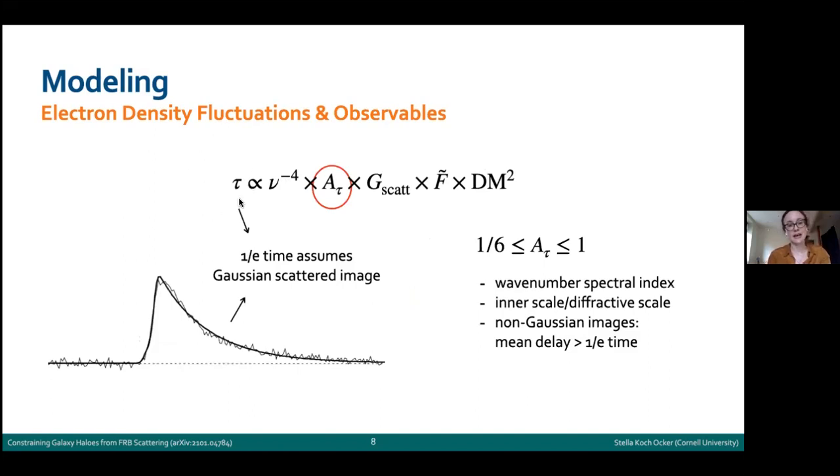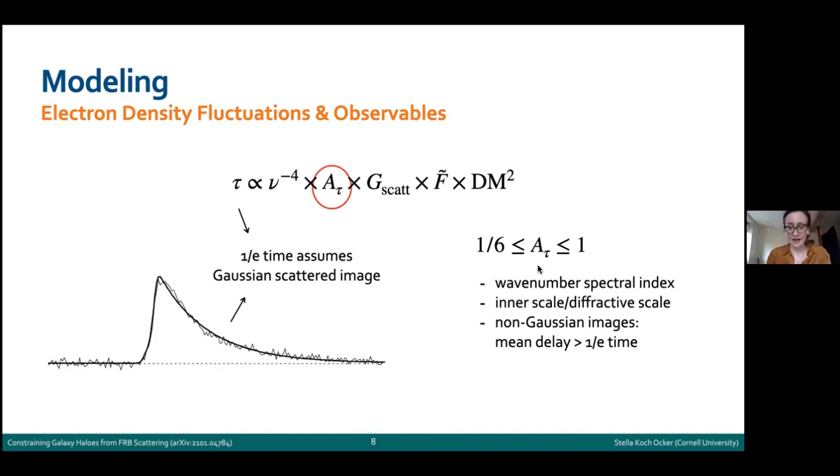So the pulse broadening time shown here is equivalent to the 1/e time that's typically measured when you fit an exponential scattering tail to a pulse. But that 1/e time assumes that the scattered image is Gaussian in form. And so this is not generally the case. And when you have non-Gaussian scattered images, the mean temporal delay is actually going to be longer than the 1/e time. And so this correction factor A tau essentially takes the mean delay and corrects it to be the 1/e time. And so it will be less than or equal to 1.